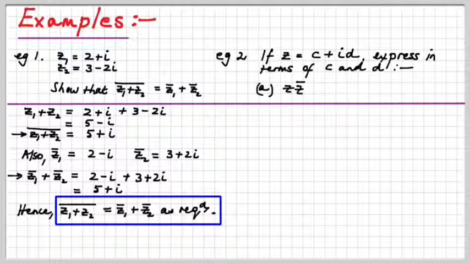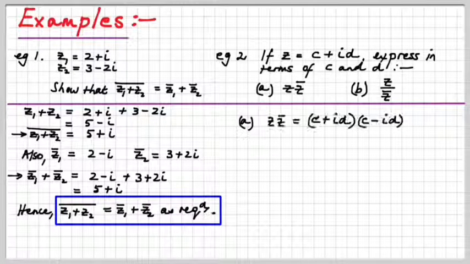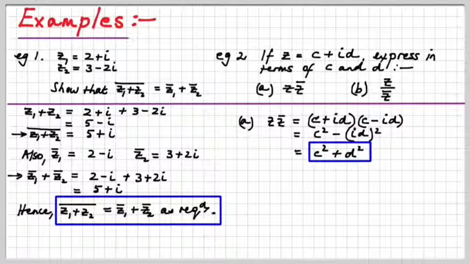Okay, here's another example, just to get us used to all this complex number stuff. We've got Z equals c plus id. We have to express in terms of c and d, firstly Z times Z bar, and secondly Z over Z bar. Well, no problem, guys. Let's just go right ahead. So Z times Z bar would be that, and that looks suspiciously like a difference of two squares to me. So it's just going to be c squared plus d squared. Did you get that? Because minus i squared d squared is plus d squared, because minus i squared is plus 1. You getting it? Great.